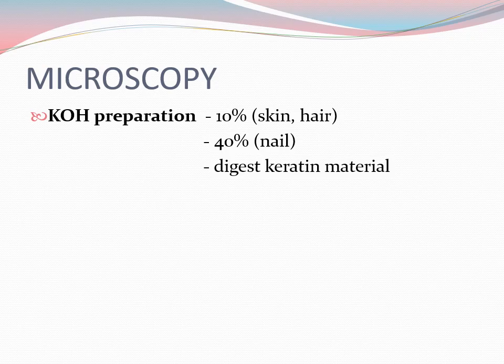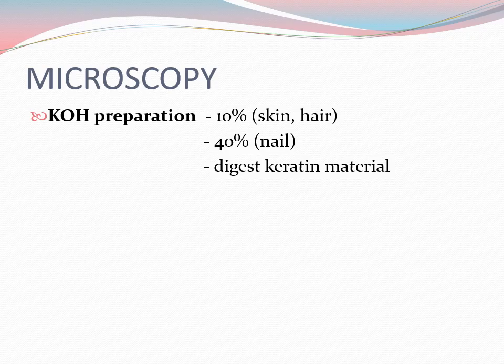When we have a skin or hair sample, we take the 10% KOH on the slide, and on that we put our sample, either skin scrapings or hair, and put a cover slip on that and slightly heat it so that it further helps digest this keratin material. Then we can look under the 10x, then under the 40x. We look for any fungal infection, any hyphae we are able to see.